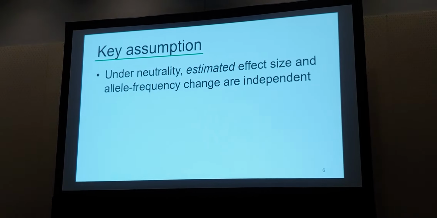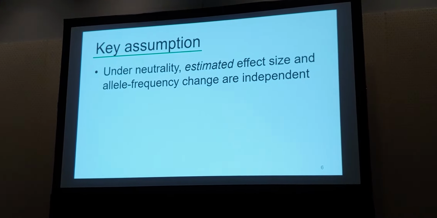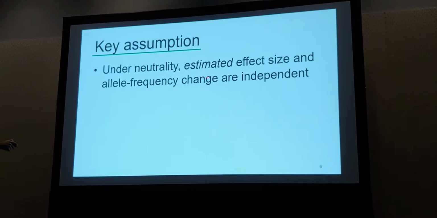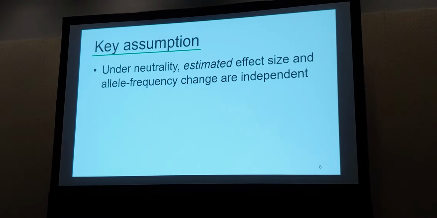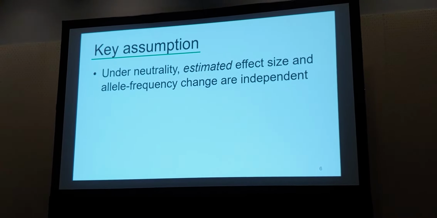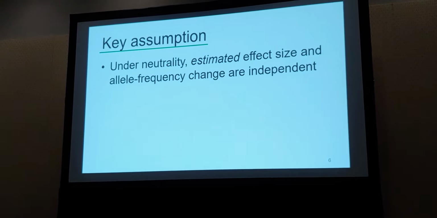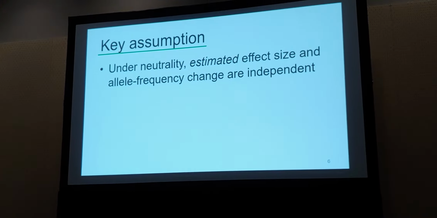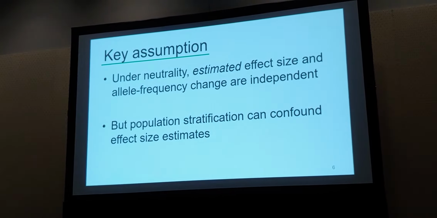The key assumption of this work, remember, in the QST-FST framework, is that allele frequency differentiation and effect size are going to be independent. In the polygenic score framework, it's a slightly different assumption: that the estimated effect size and the allele frequency change are independent. Selection is one reason that these would no longer be independent, right? But another reason is population stratification.